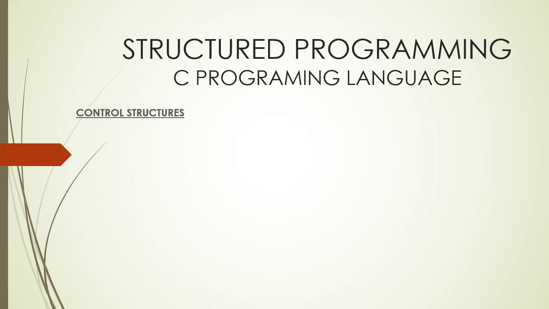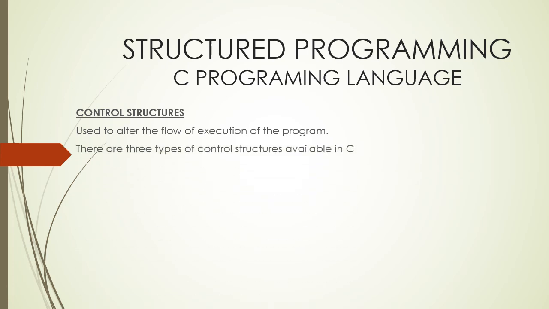Now, in the C programming language today, I want us to cover control structures. These control structures are used to alter the flow of the execution of the program. So this is executed depending on the control structures that you choose. We have several control structures, of which today we will cover 3 of them.